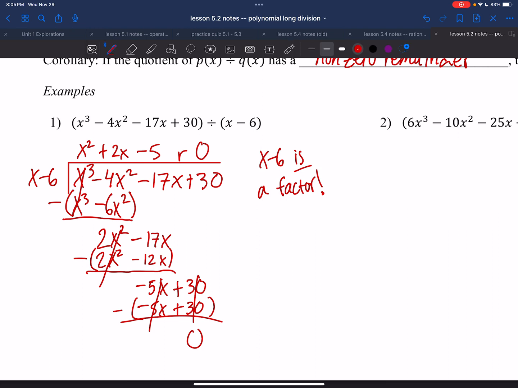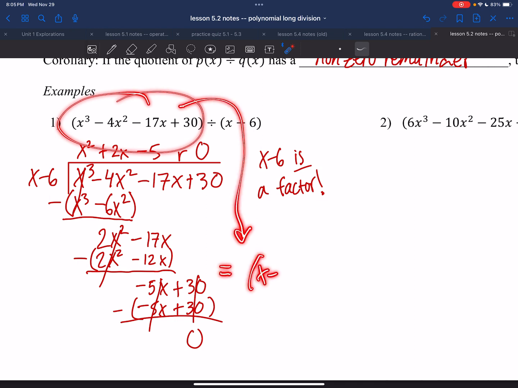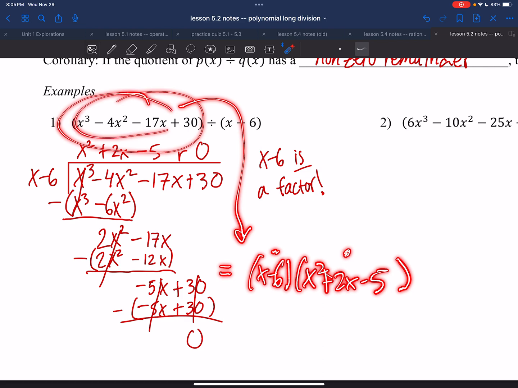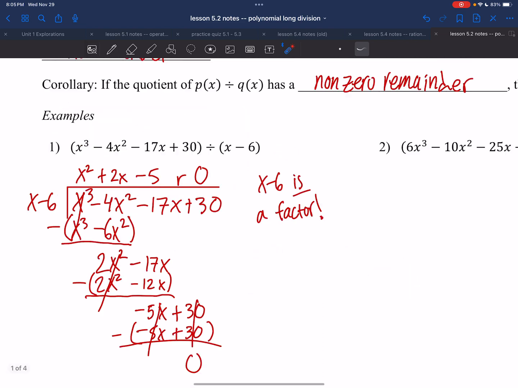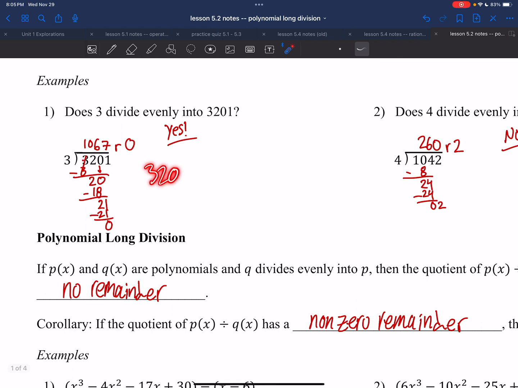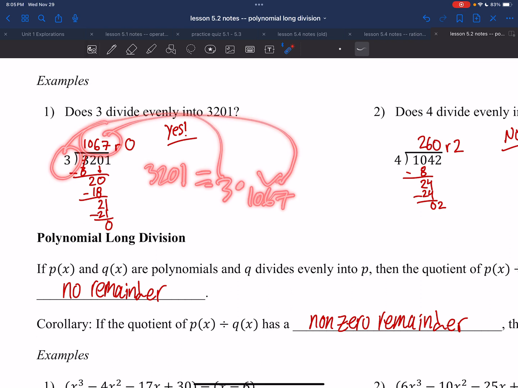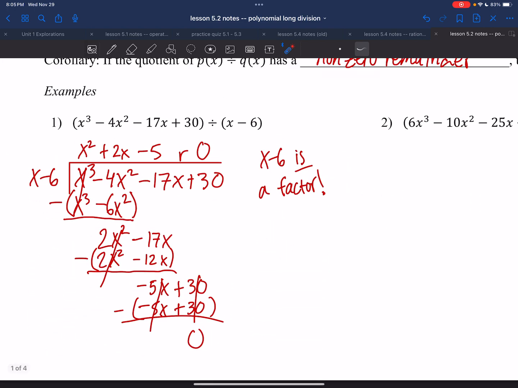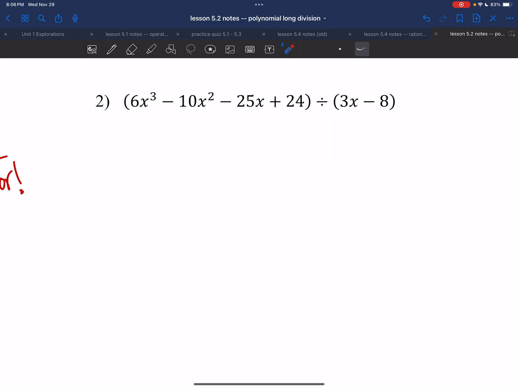In fact, and I'm not going to keep this for the notes, the factorization would be this whole thing equals x minus 6, because that goes into it, times the quotient, which was x squared plus 2x minus 5. So this times this is this. It's the same way as up here: if 3 goes into 2001, it is 3 times the quotient. That's how that works. So you found the factorization. There it goes.